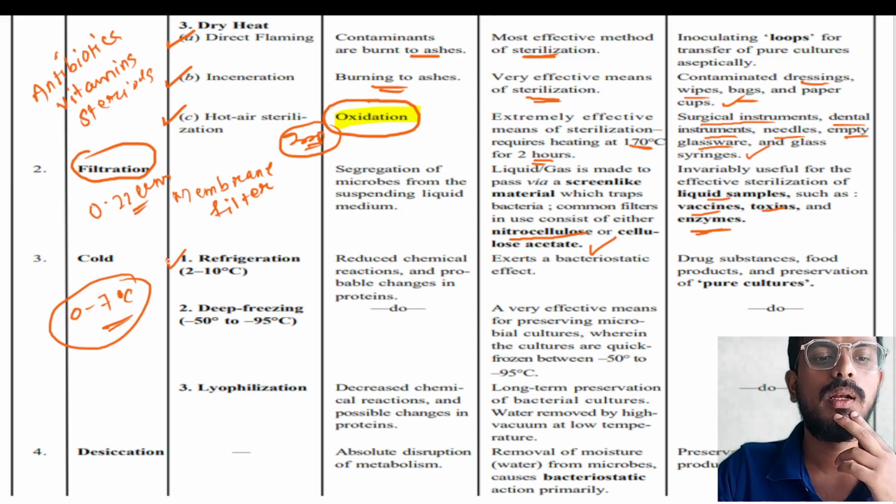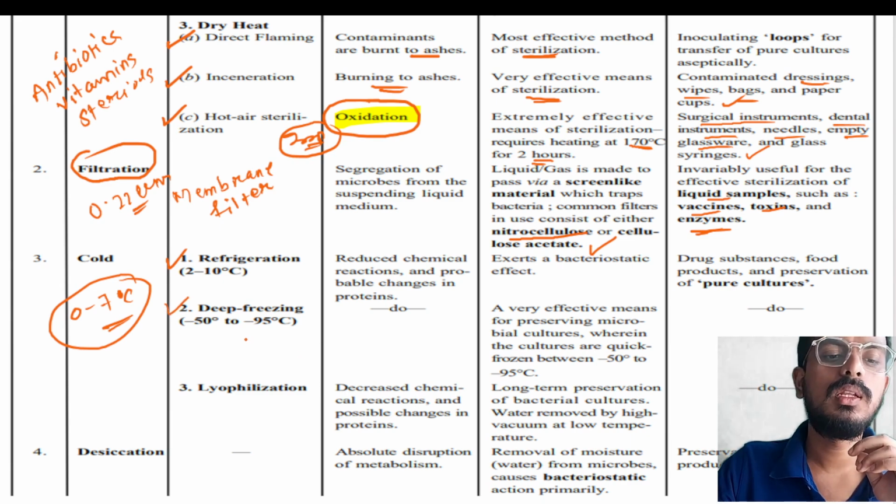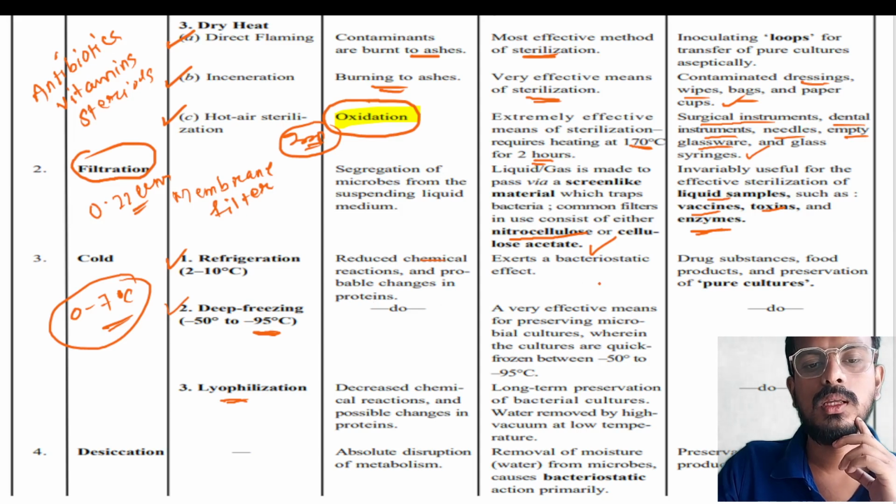One is the refrigerator, the normal refrigerator which is there in our home. One is the deep freezer, where the temperature can reach a maximum of up to -95 degrees centigrade, and another one is lyophilization. Basically, they reduce chemical reactions and probable changes in the protein. This is basically a bacteriostatic process.